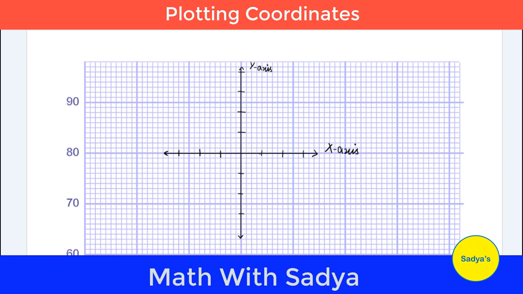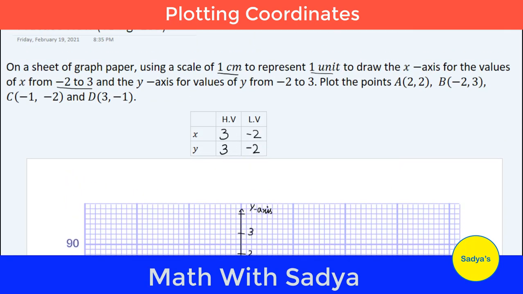Since we have to represent 1 unit by 1 centimeter, we are going to write 1 over here, then 2 and 3. And on the left of 0, we will have -1, -2, -3. Similarly, for the y-axis, on top of the origin, we will have 1, 2, 3. And below 0, we'll have -1, -2, and -3. So we have drawn the axes and marked them as well. Now let's start plotting the points.